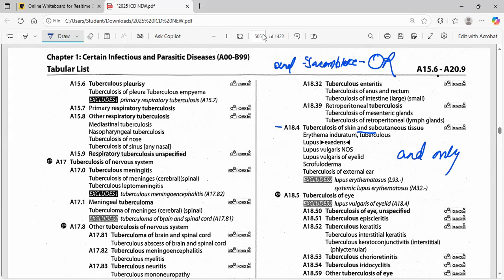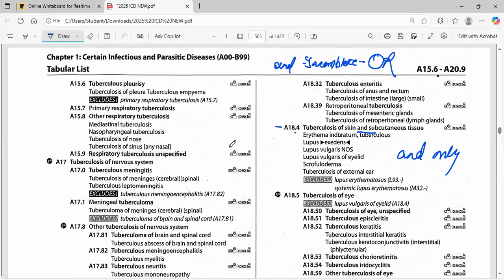So again, when the "and" is listed in the incomplete code, it will represent the "or". And when the "and" is listed in the complete code, it will represent the "and" only. So you can see here, this code is for tuberculosis of skin and subcutaneous. So with the help of this code, we can represent the tuberculosis of skin and subcutaneous both.